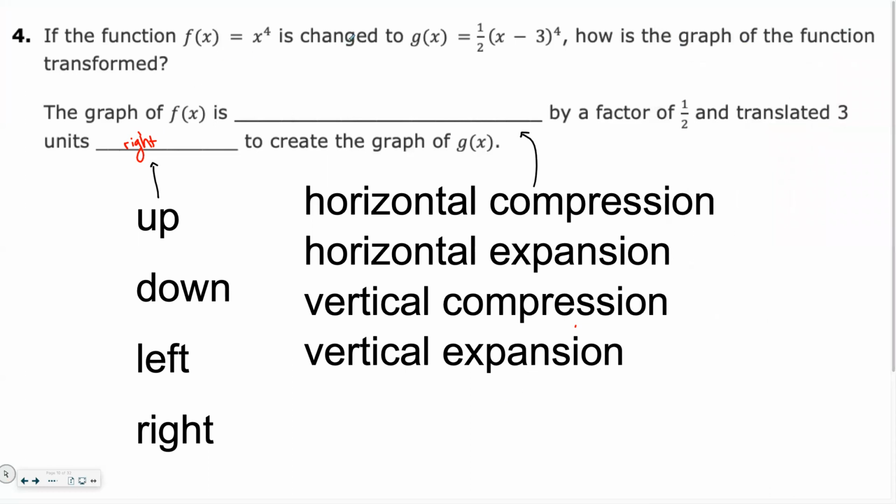Mathematically, this 1/2 comes down to the rules. Actually, let me start with the -3. Is this -3 right here on the inside with x, or is it on the outside? It's inside, which means it's going to change your x's.